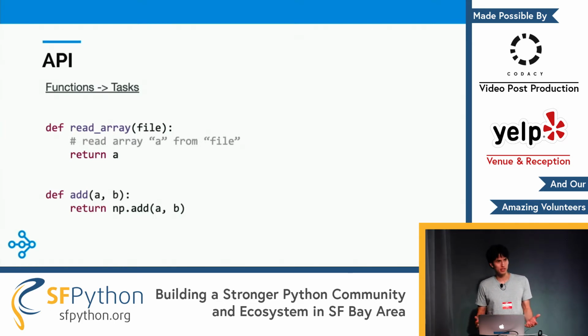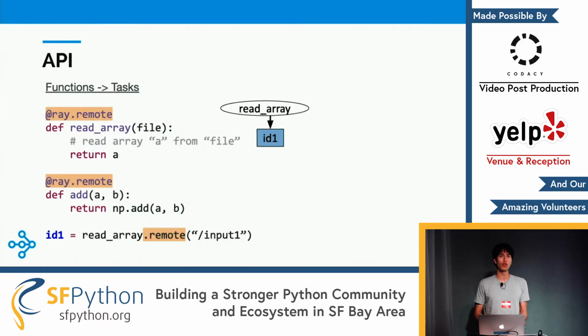We are trying to take the existing concepts of Python functions and classes and directly provide a way to translate those and run them in this distributed setting. So here are two Python functions. One just reads a file and reads an array from that file, and the other adds two arrays together. If you're familiar with futures, what we're doing here is we can just add this ray.remote decorator.